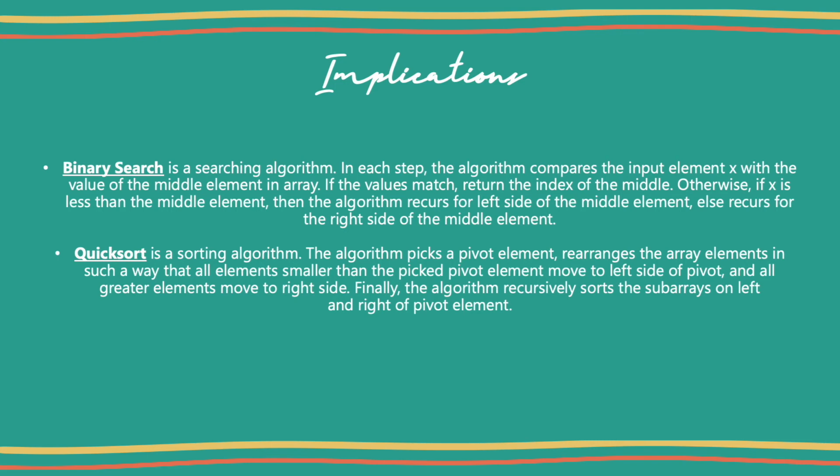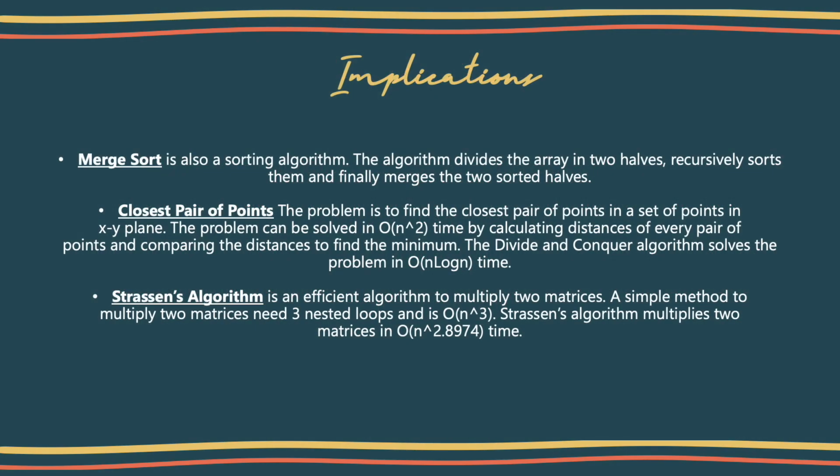Coming to quick sort, it's a sorting algorithm. The algorithm picks a pivot element and rearranges the array elements so that all the elements smaller than the pivot move to the left side of the pivot and all the greater elements move to the right side. Finally, the algorithm recursively sorts the subarrays on the left and right of the pivot element. Merge sort is also a sorting algorithm. It divides the array into two halves, recursively sorts them, and finally merges these two sorted halves.